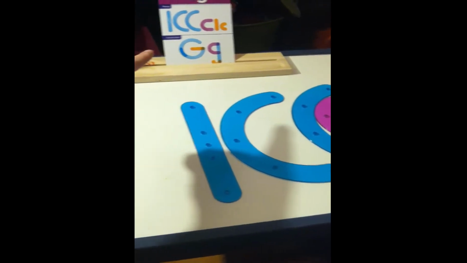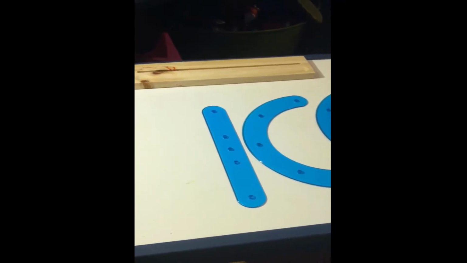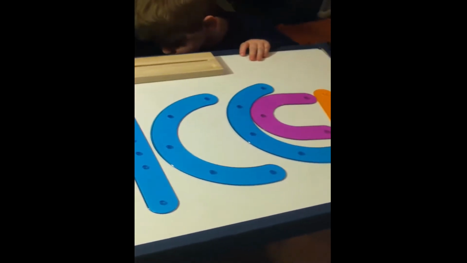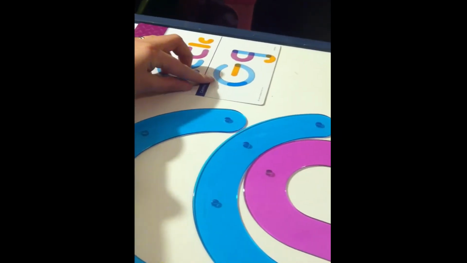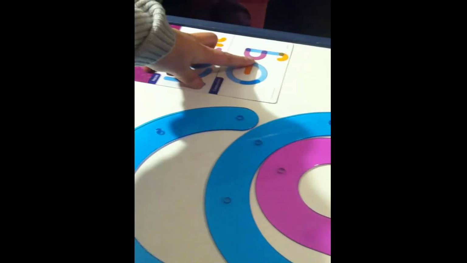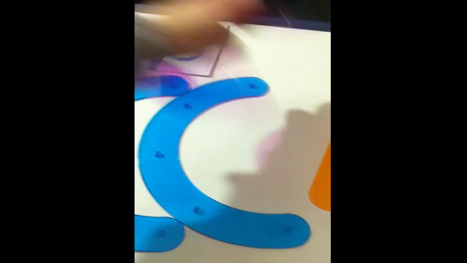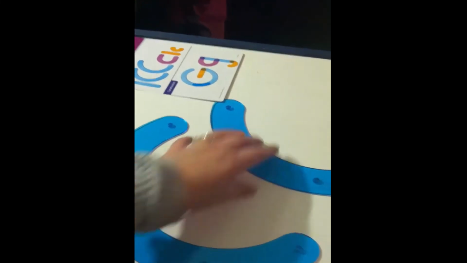What letter? Pick it up, please. So now we are going to construct the letter G. Okay, so it looks like it takes two big blue pieces to make the letter G. Can you try to do that? Can you make this into a letter G?